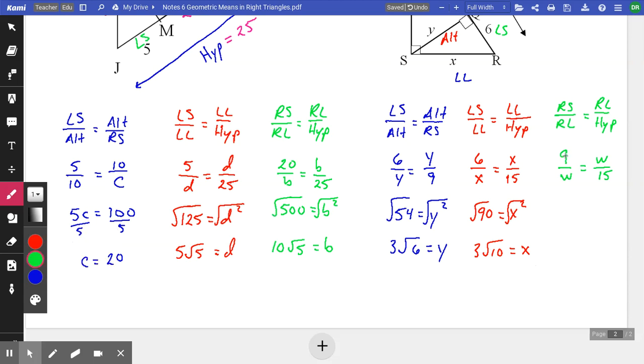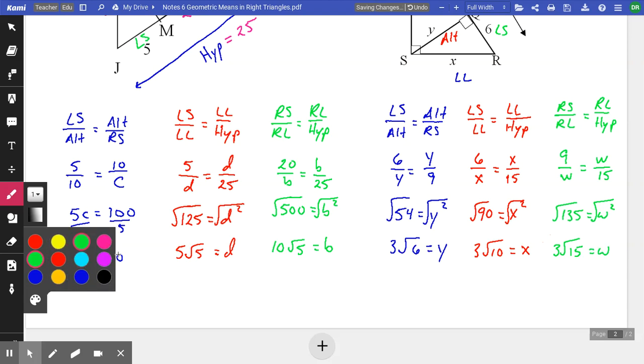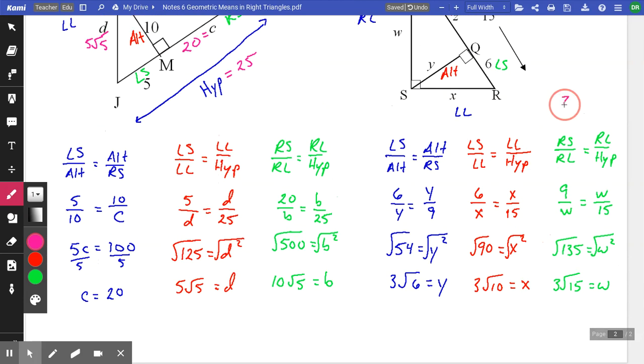And then lastly, 9 times 15 is 135. And w times w is w squared. So we evaluate the square root here. And we end up getting 3 square root of 15 equals w. And again, earlier, I guess I should note that we were looking for z. Earlier, we had also found that z equals 9. And those would be our 4 values for our variables that we were given in the diagram.